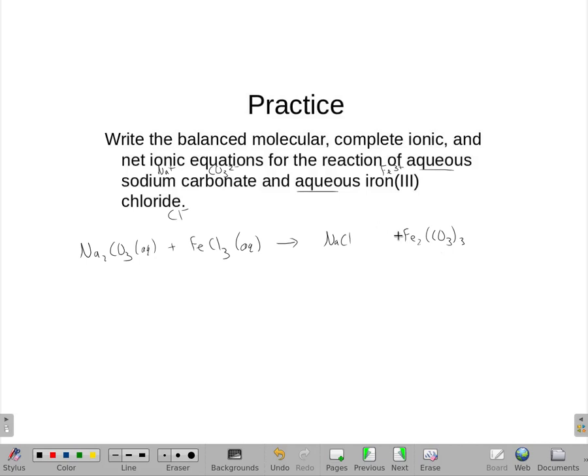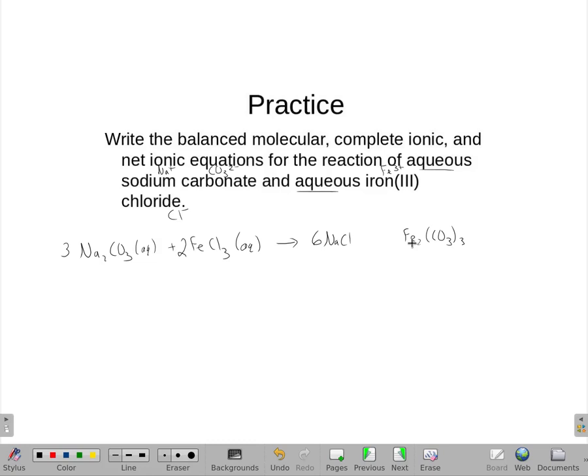And balancing wise, I'm going to start with the carbonates because it's my polyatomic ion. Right now I have 3 of these. So I'm going to pop back over here and give me 3 of those. That gives me 6 sodiums. So 6 sodiums. That gives me 6 chlorines. 6 chlorines. That gives me my 2 irons.